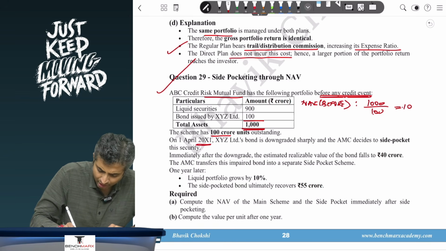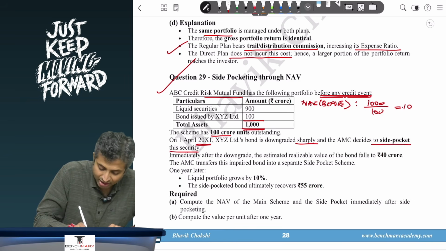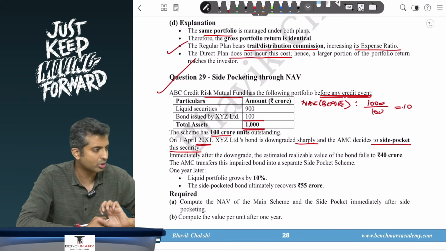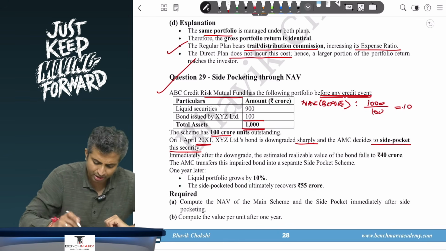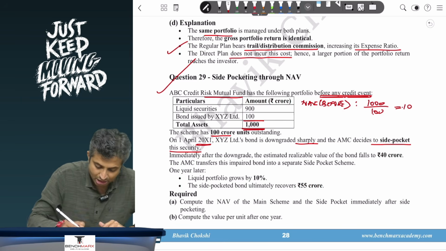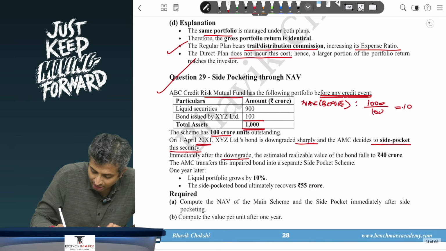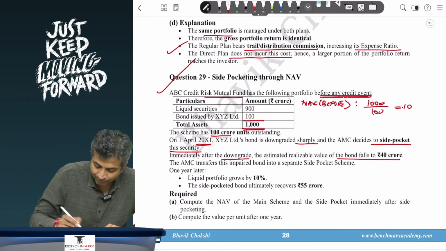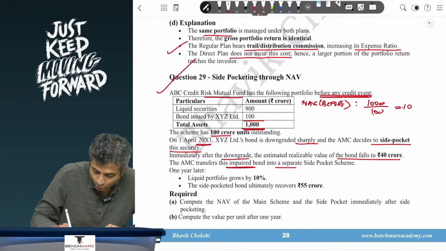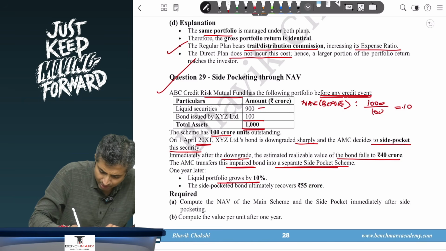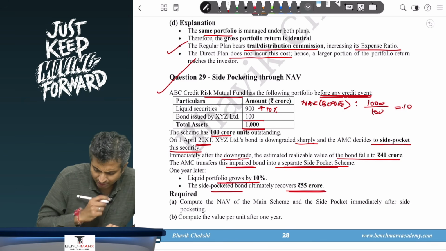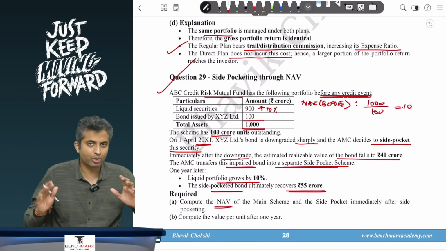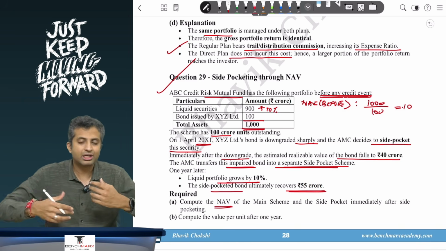On 1st of April, XYZ's bond is downgraded sharply and the AMC decides to side pocket that security. So this 100 will now be put into a separate side pocket, or a separately managed fund, like a demerger. Immediately after the downgrade, the estimated realizable value of the bond falls to 40 crores. The AMC transfers this impaired bond into a separate side pocket scheme. 1 year later, the liquid portfolio grows by 10%. So this will become 990, and the side pocketed bond ultimately recovers 55 crores. Compute the NAV. So for 1 year, maybe there's no redemption pressure, etc.